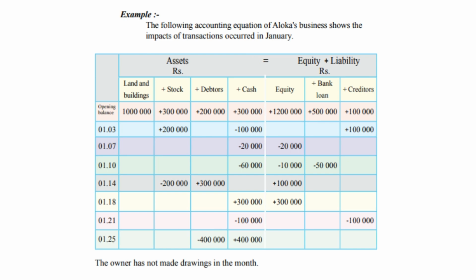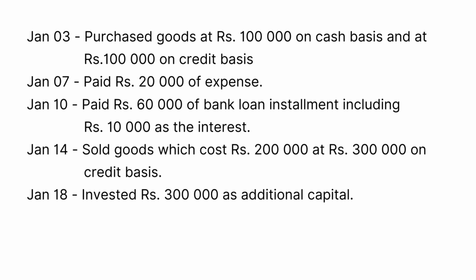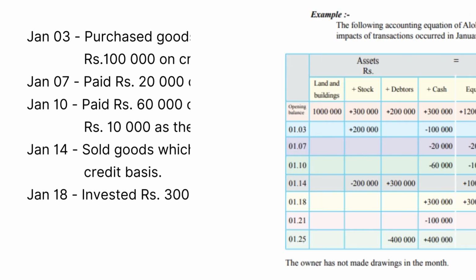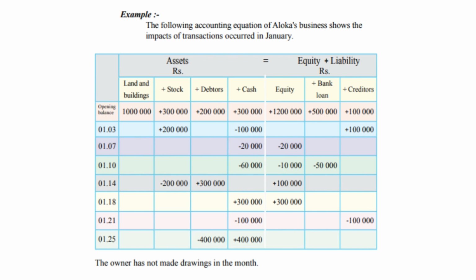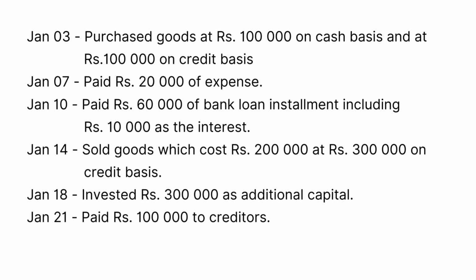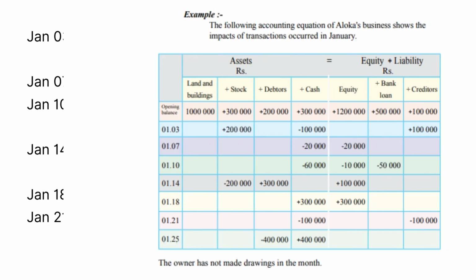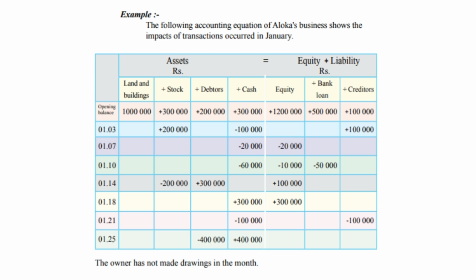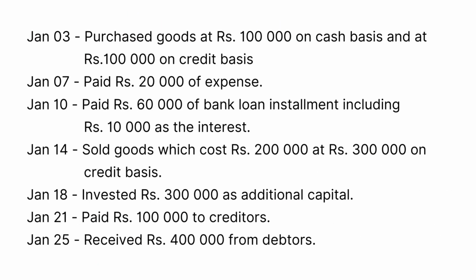January 18th, here cash and equity are increasing by 300,000. We know that equity increases with income and additional capital. Since there is no statement on income given here, we can assume it as additional capital. Then we can write it as, invested rupees 300,000 as additional capital. January 21st, here cash and creditors are reduced by 100,000, so we can say, paid rupees 100,000 to creditors. Then on January 25th, 400,000 is deducted from debtors and added to cash, so in this case we can say it as, received rupees 400,000 from debtors.